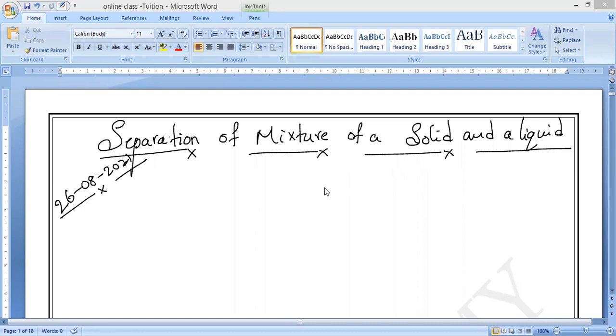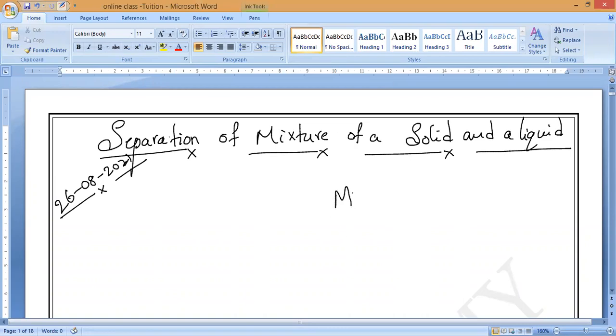So that is regarding solid mixtures. Now, in today's class we are going to study separation of a mixture of a solid and a liquid. This mixture contains two substances. What are those substances? One is a solid substance. Another one is a liquid substance.